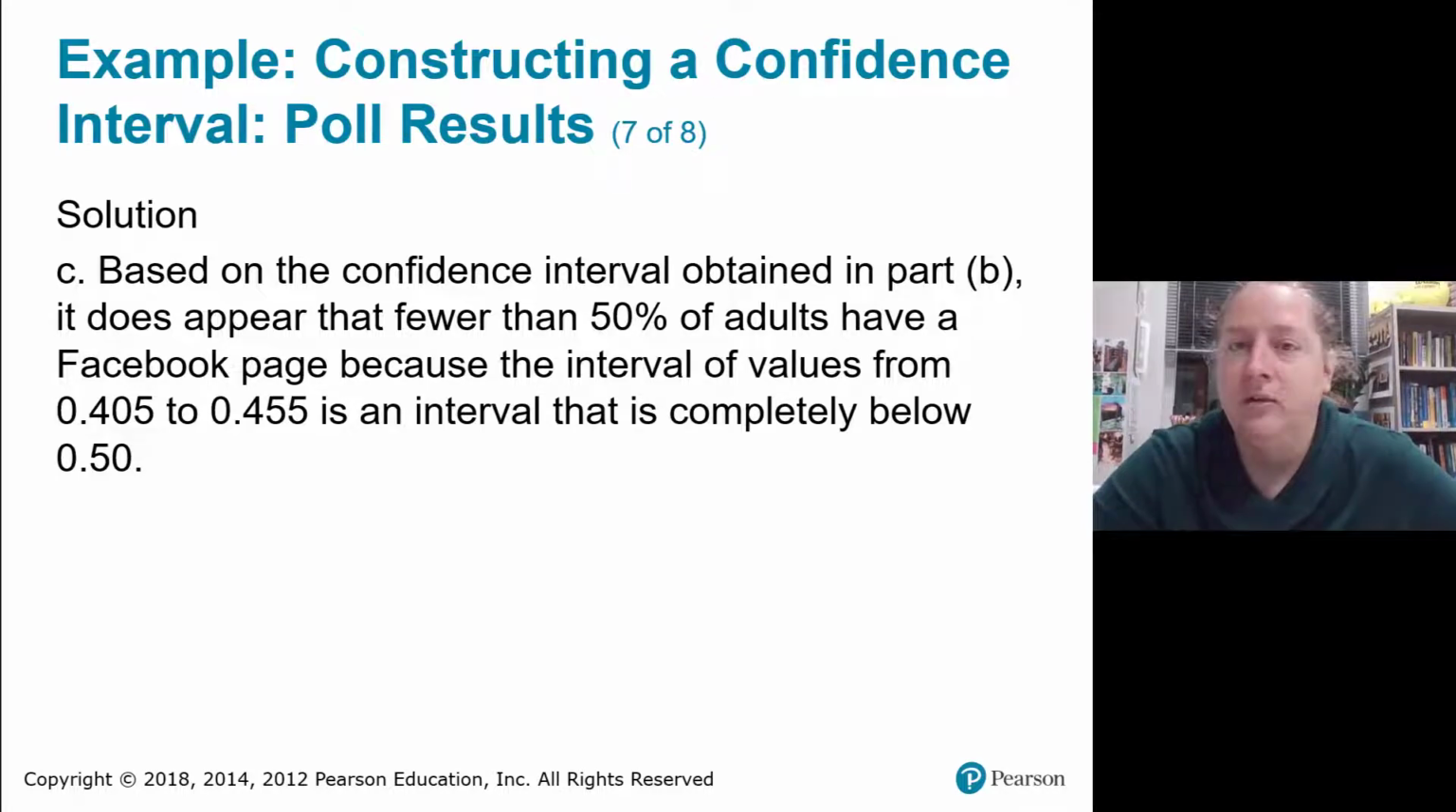So now we're asked to answer this question of, do fewer than 50% of adults use it? Well, the confidence interval that we obtained is always less than 0.5, and so it does appear that fewer than 50% of adults have a Facebook page. The interval of values between 0.405 and 0.455 is completely below 0.5, so we can be fairly confident that, in fact, 50% of adults do not have a Facebook page.